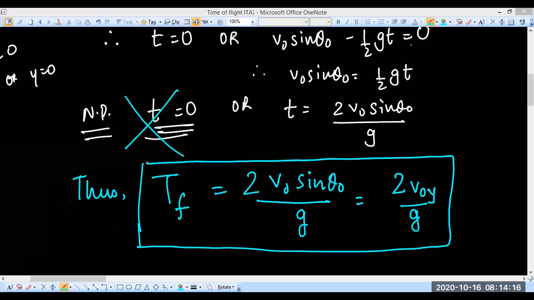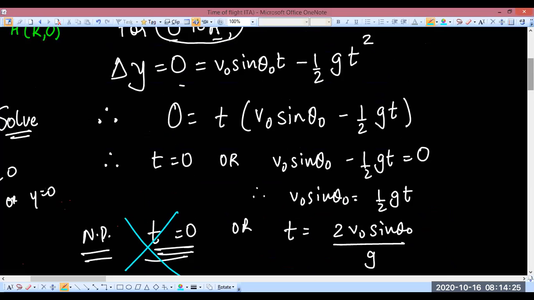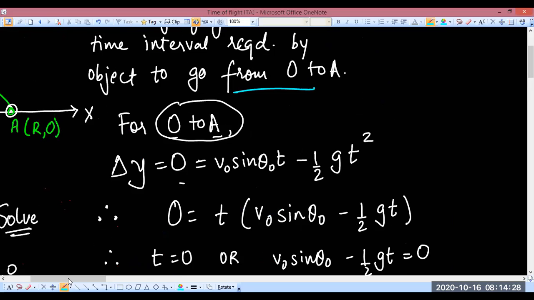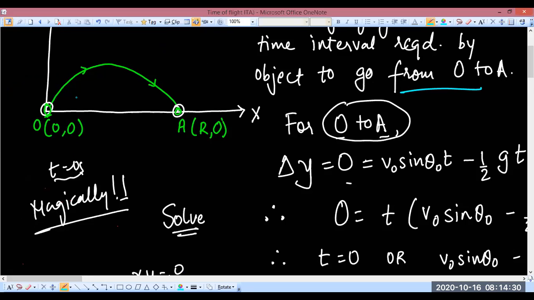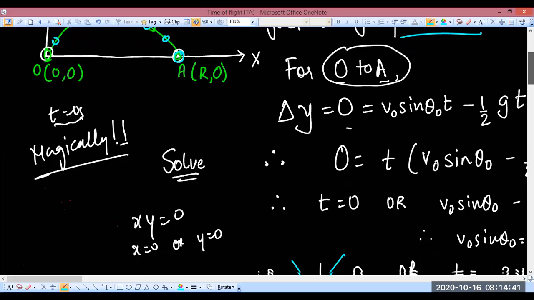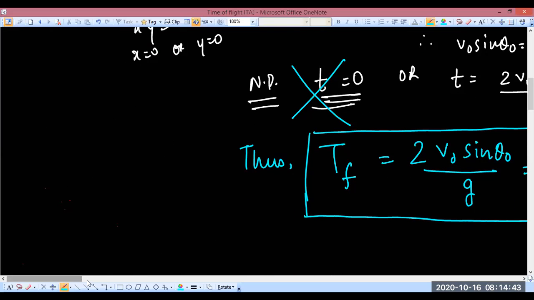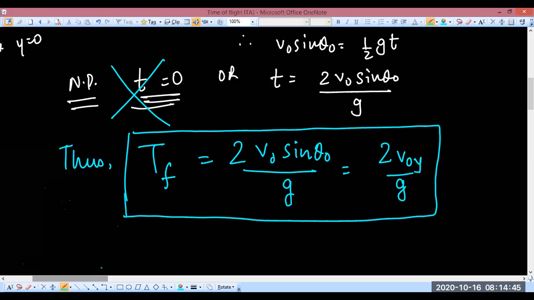All right, so this is what we get, right? So this is the formula of time of flight. That is, if you throw something from the ground, then it will be flying in the air. So that is going like this will take this much time, right? After that much time it will hit the ground, right? After this time, it will hit the ground. Okay, so that's what we have found, right?